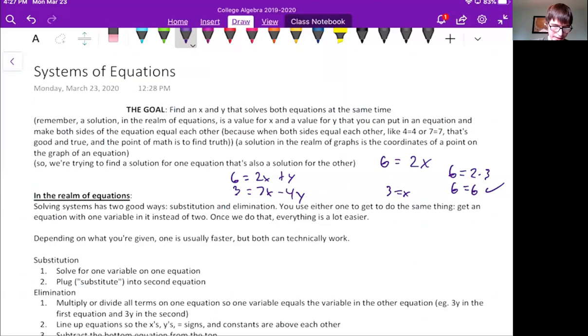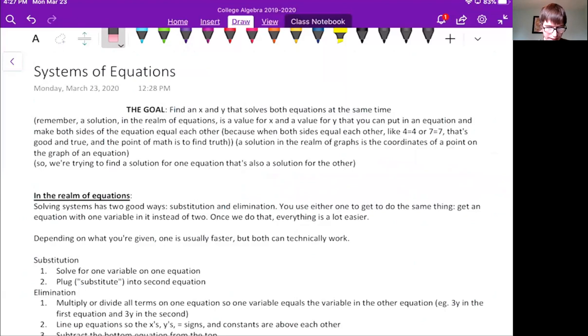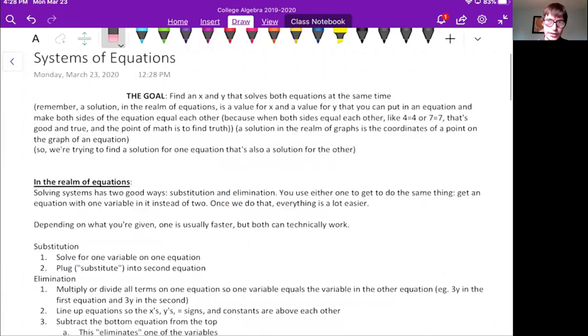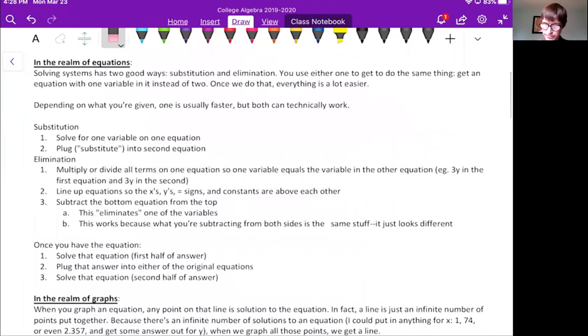So let's go back into the realm of equations. Now, solving systems of equations, there's two good ways of doing this: substitution is one of them, and elimination is the other. You can use either one of them, and either one will get you to the answer every time, but one of them is almost always going to be a lot simpler than the other. But again, if you're just blanking on how to use one of them, just use the other one. The other one will get you there, especially with the problems that we do.